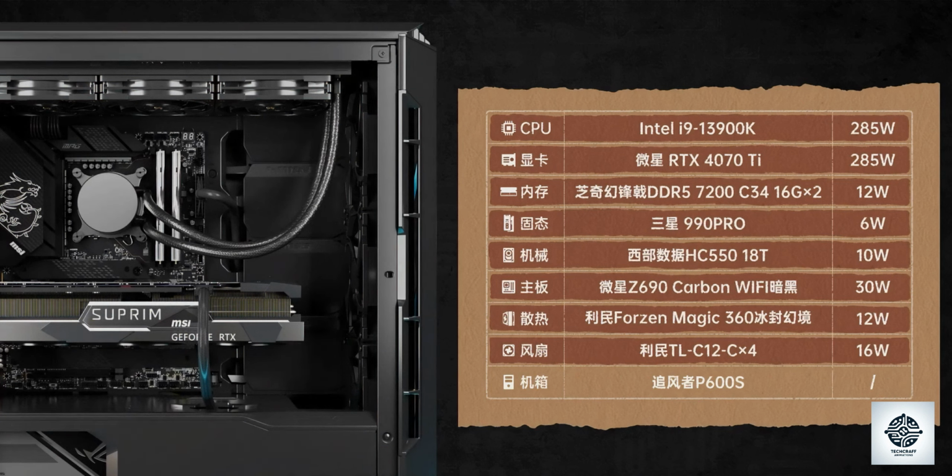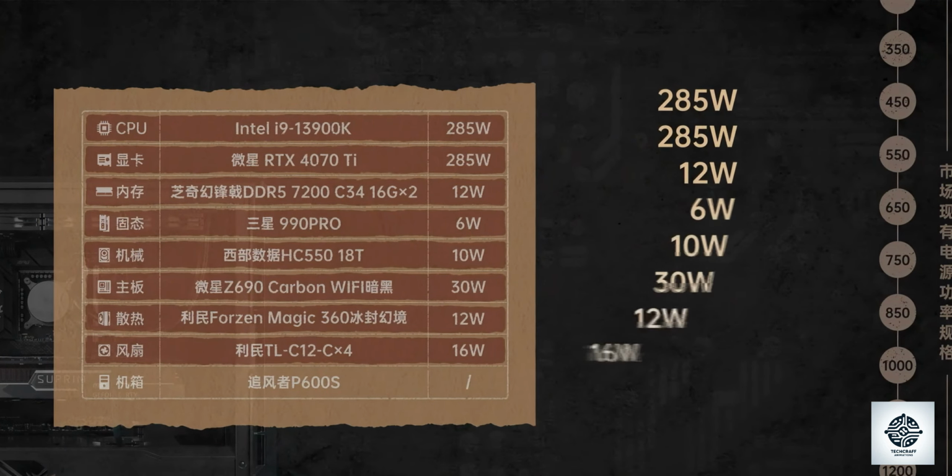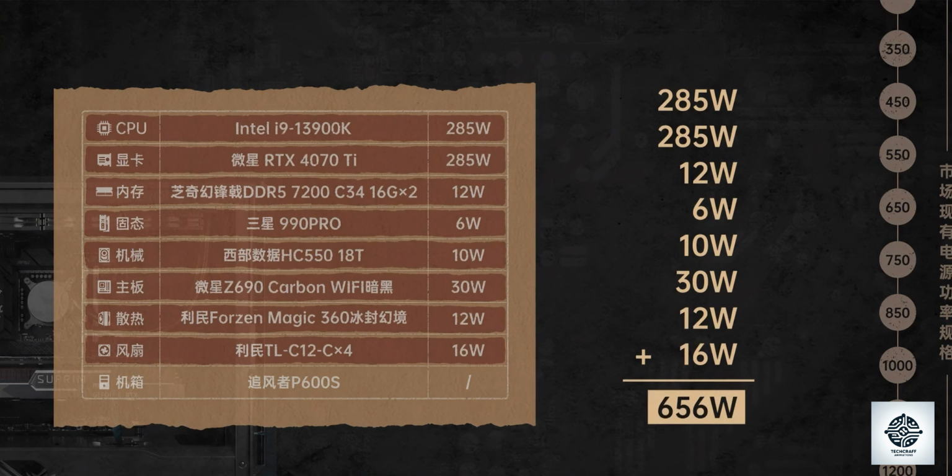The next step is to sum up all the power consumption. Basically, this gives you the average power consumption of the entire system when running at full load. According to this example configuration, the total power consumption could reach nearly 656 watts.